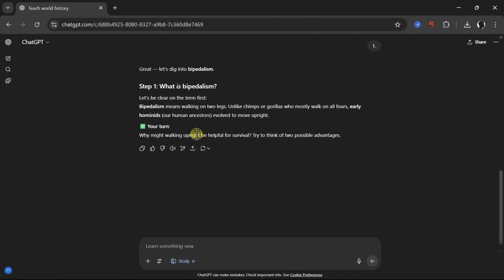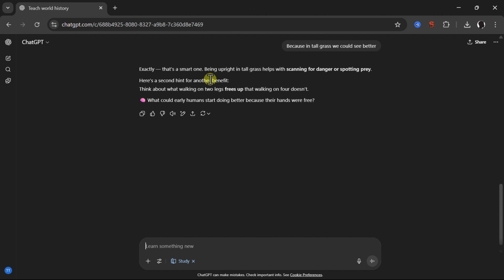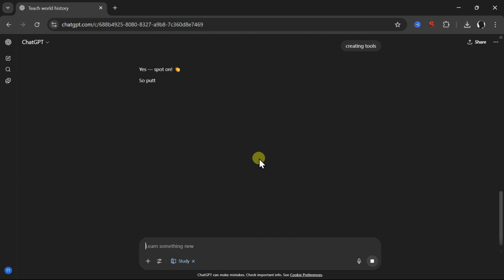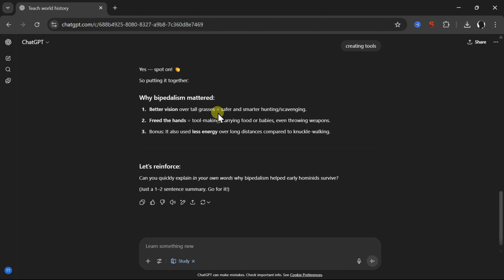Why might walking upright be helpful for survival? We could see better. And now we are learning together, so that's a smart one. Being upright in tall grass helps with scanning for danger or spotting prey. Here's a second hint for another benefit. Think about what walking on two legs frees up that walking on four doesn't. What could early humans start doing better because their hands were free? Creating tools. Yes, spot on. So putting it together, you see, it is encouraging me to learn and asking me questions and quizzes and everything.